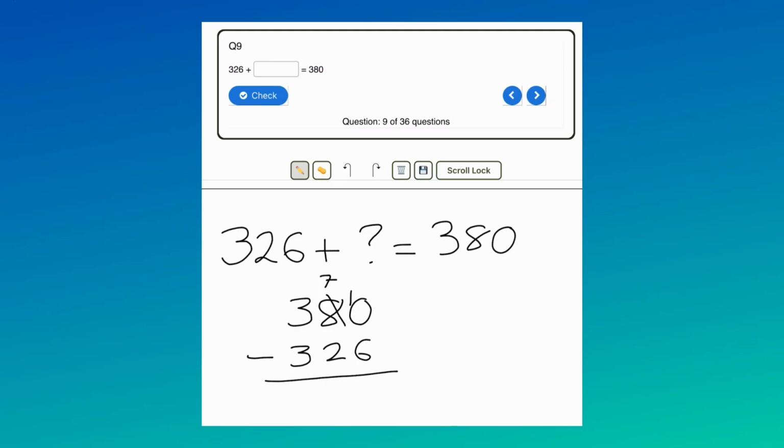10 take away 6 is 4. 7 take away 2 is 5, and 3 take away 3 is 0. So my answer is 54.